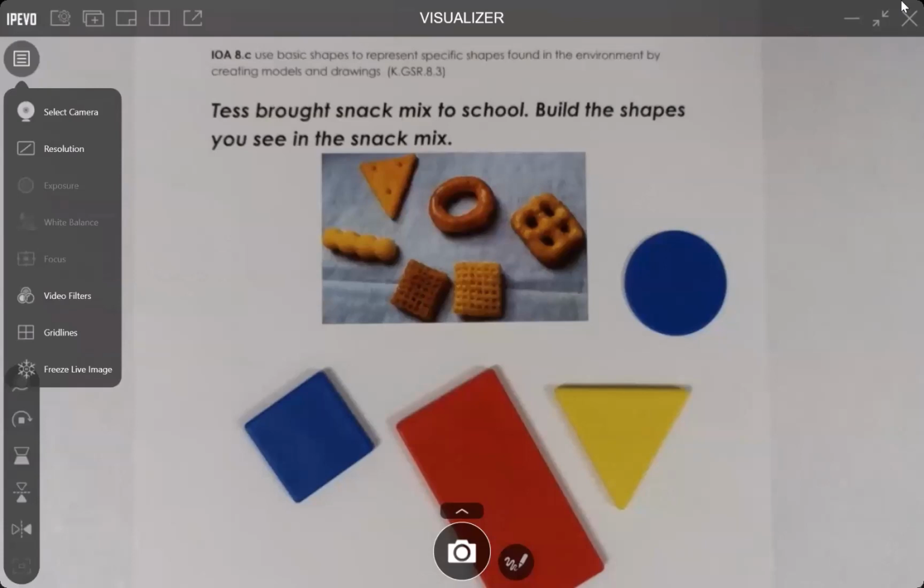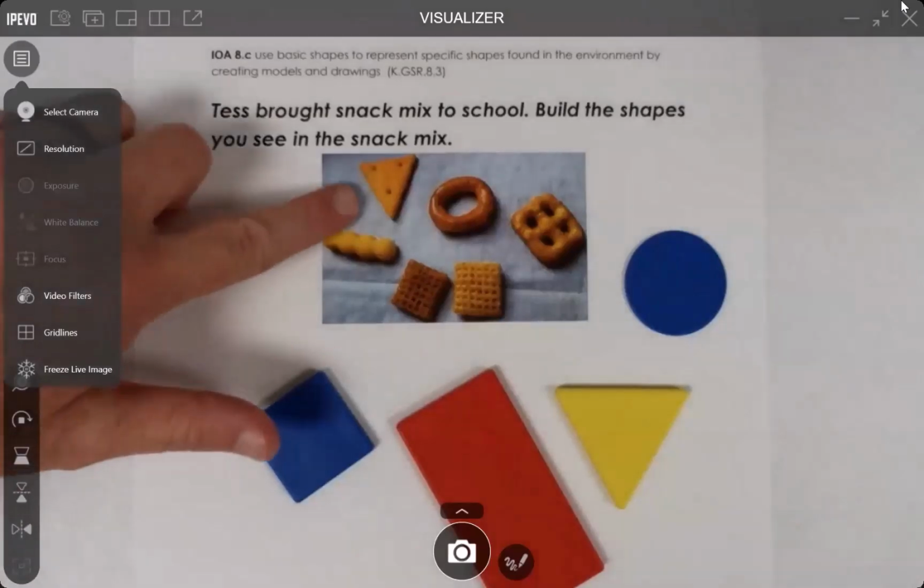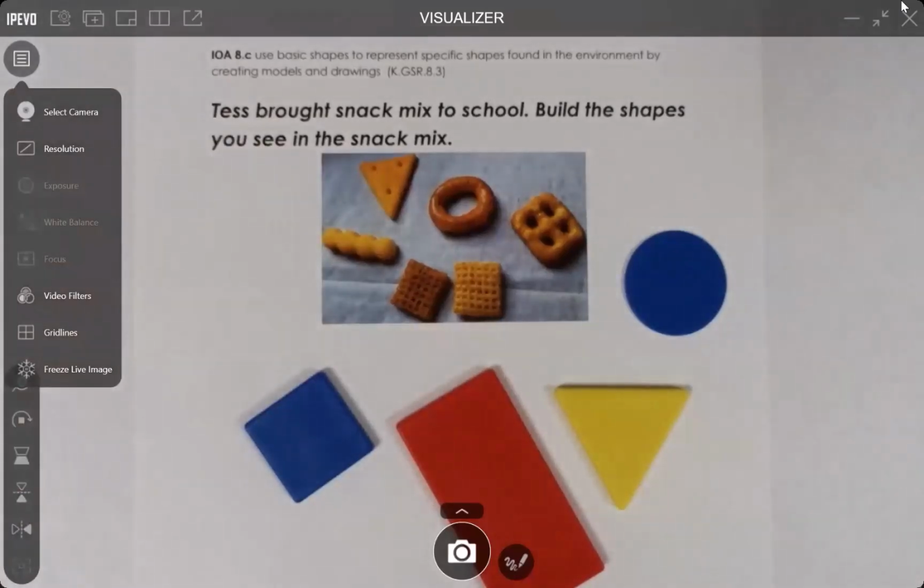And so in this problem, Tess brought snack mix to school. Build the shapes you see in the snack mix. Well, I might want to start my students off by picking a specific piece of the snack mix. So I'm going to start with the cracker. When we look at the cracker, what do you notice about it? What shape is the cracker?